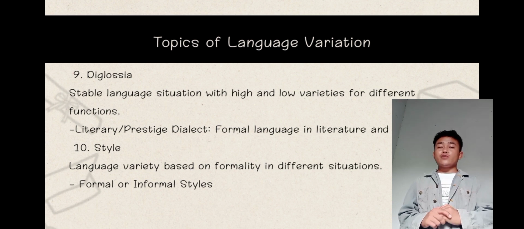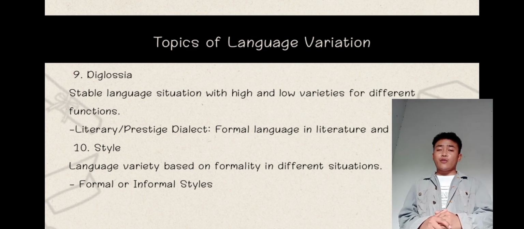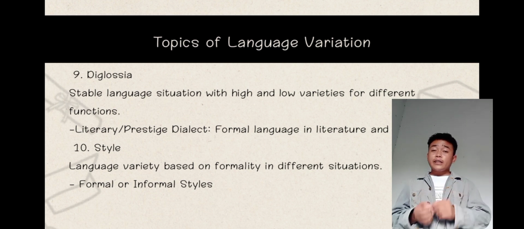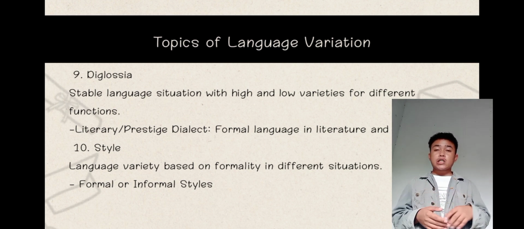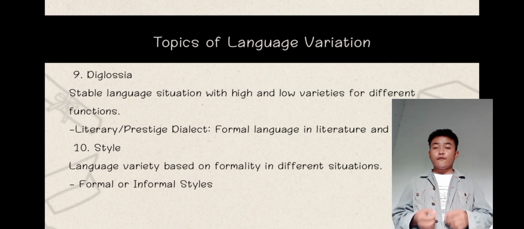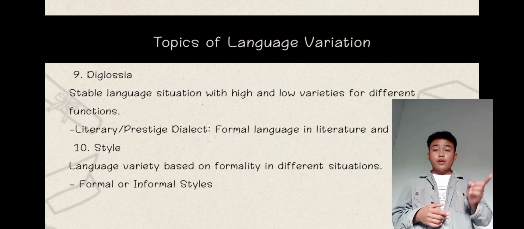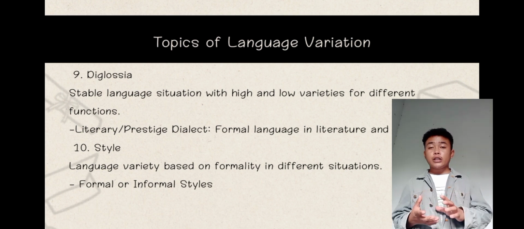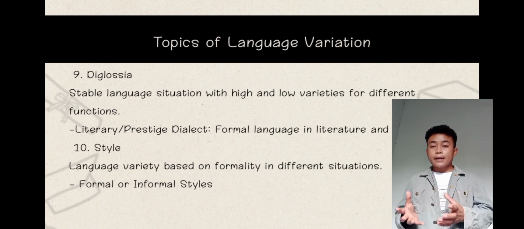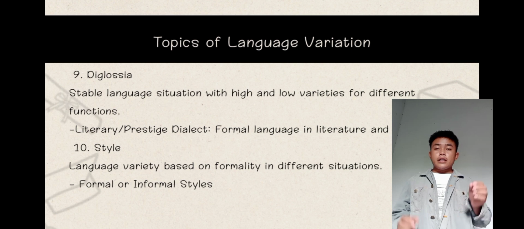Diglossia refers to a linguistic situation where two varieties of a language exist within a community or society, each with specific functions and roles. One variety, often referred to as the high variety, is used in formal or prestigious contexts such as literature, education, or formal speeches. This high variety is typically associated with the written form of the language, and it is considered the standard or prestigious dialect.